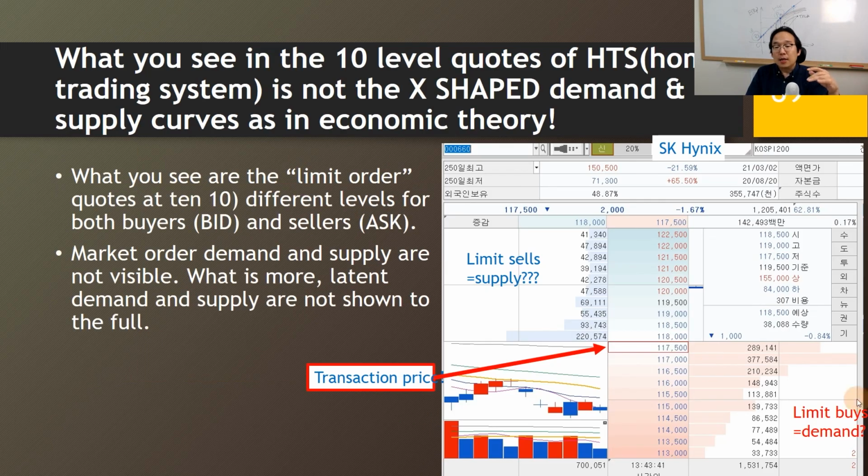And then if you look at these numbers, these are the quotes for the bid, which are buy orders, right? And then you see at 501 lower level, you see a huge amount of demand, right?